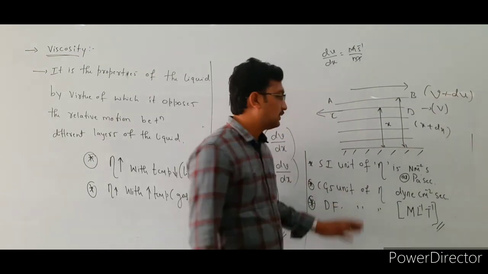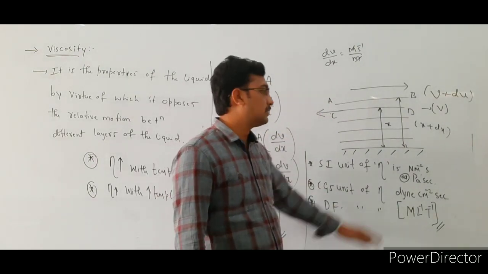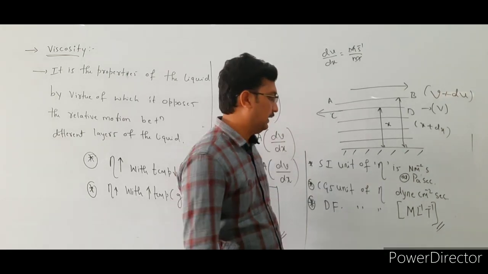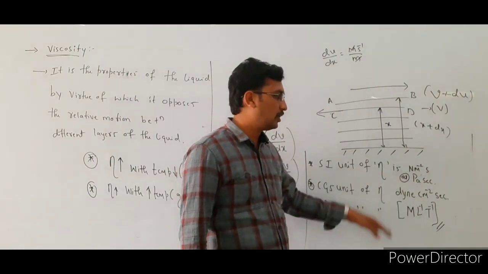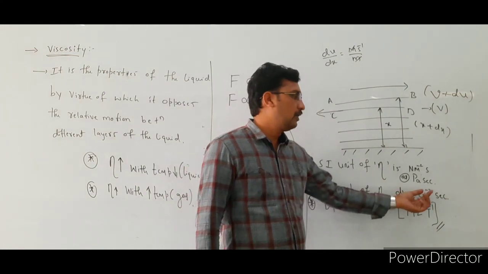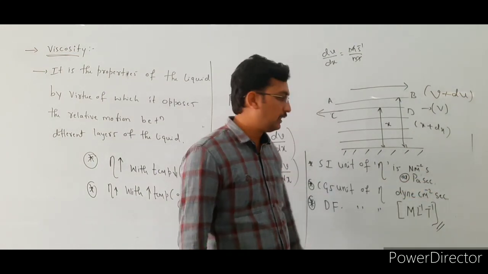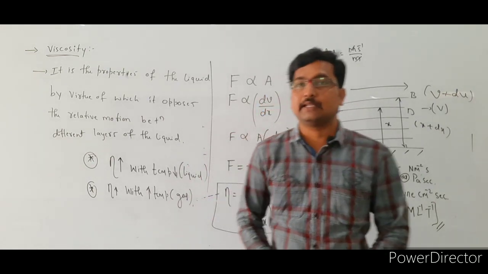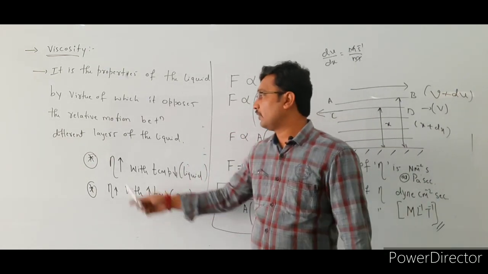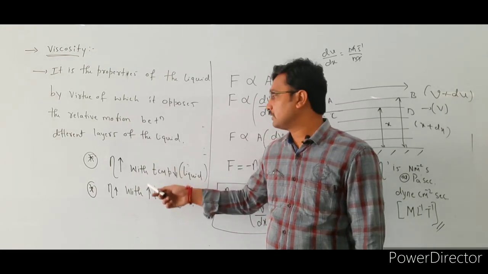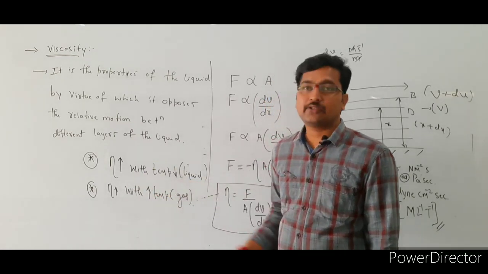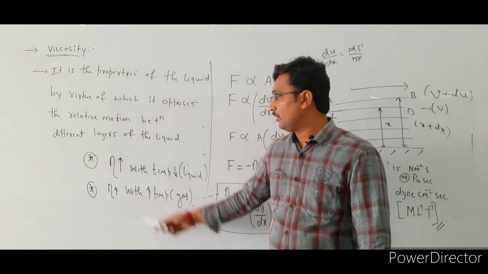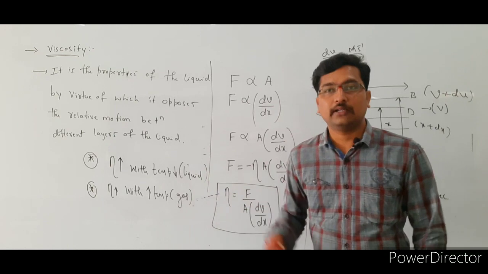And the next one, the SI unit of the coefficient of viscosity is Newton per meter square second or Pascal second. The CGS unit of the coefficient of viscosity is Dyne per centimeter square second, and the dimension formula is M L to the power minus 1, T to the power minus 1. So the next point: the coefficient of viscosity value increases with a decrease in temperature for liquid, and increases with an increase in temperature for gas.